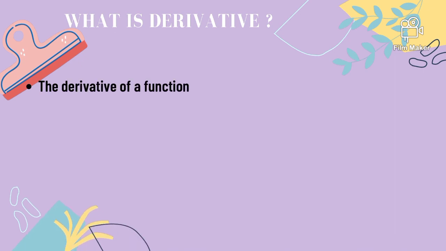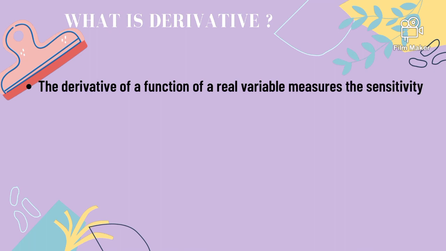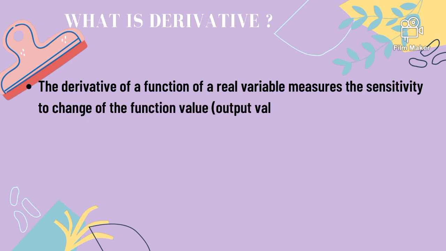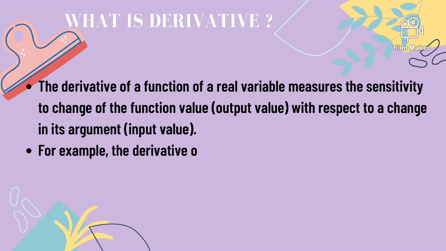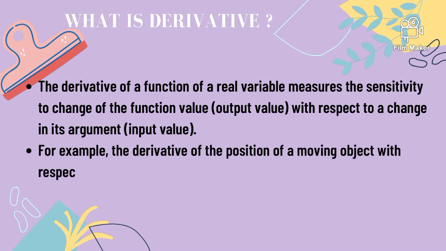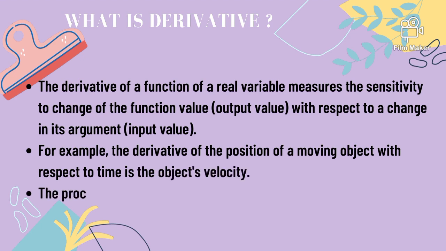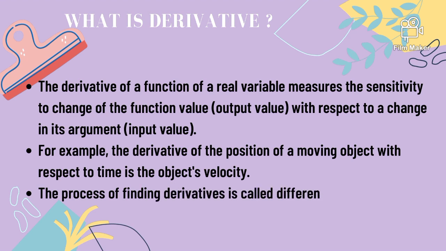Okay, next we go to the derivative. What is a derivative? In mathematics, the derivative of a function of a real variable measures the sensitivity to change of the function value, the output value, with respect to a change in its argument, the input value. Derivatives are a fundamental tool of calculus. For example, the derivative of the position of a moving object with respect to time is the object's velocity. This measures how quickly the position of the object changes when time advances. This shows that the process of finding a derivative is called differentiation.